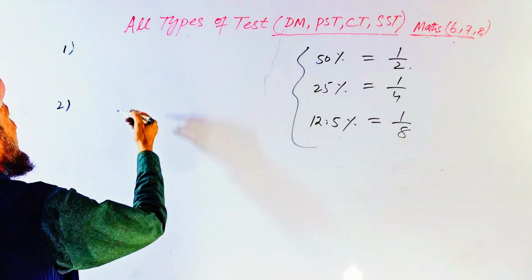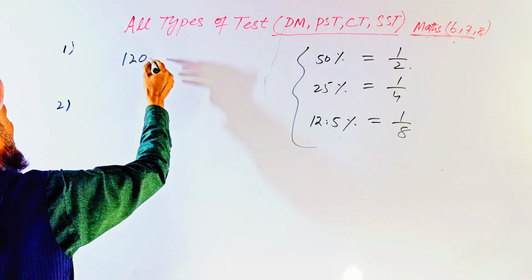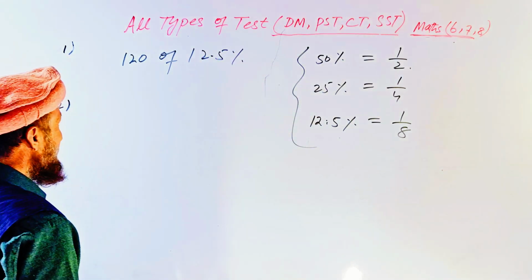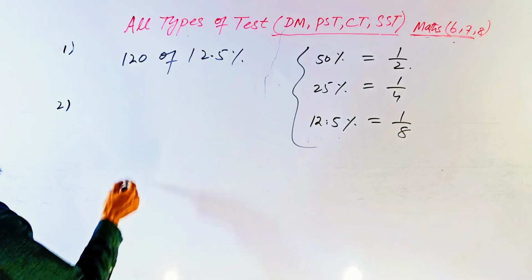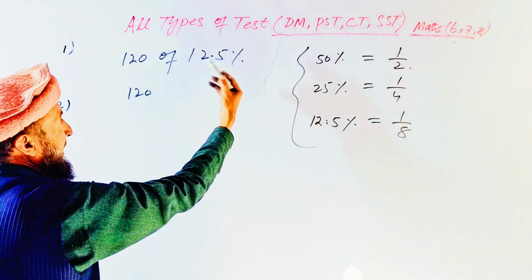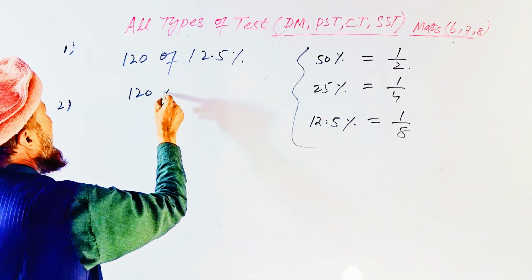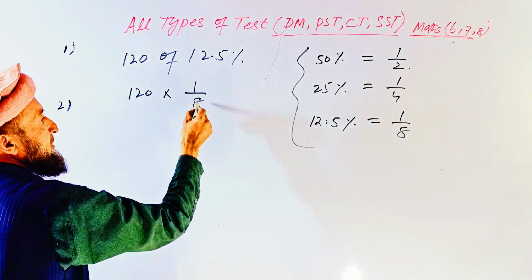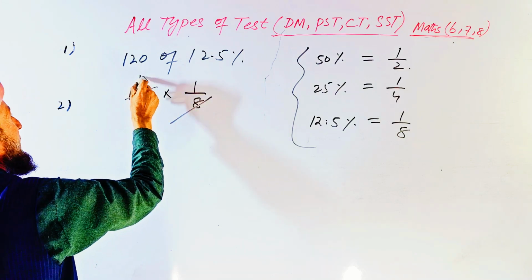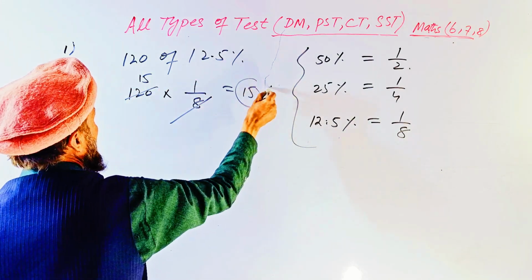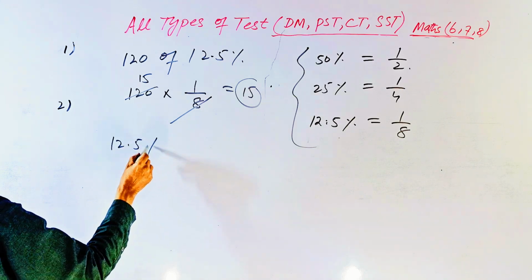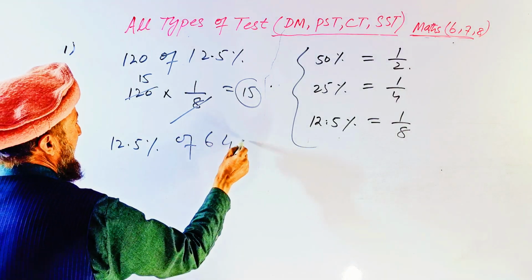If any type of question is given, 120 of 12.5%, what is the result? It is very simple. Look here. So 120, if you divide, you change this one to 100. So you just directly put in half. We put here in the place 1 by 8. So this is cancelled. We get 15. 15 is the answer. Similarly, if the question is changed, 12.5% of 64, what is the answer?